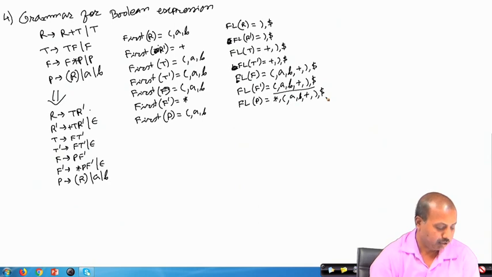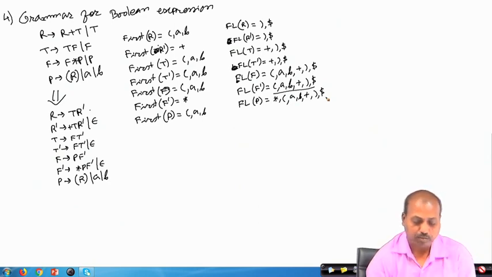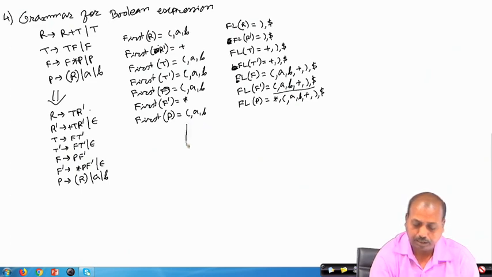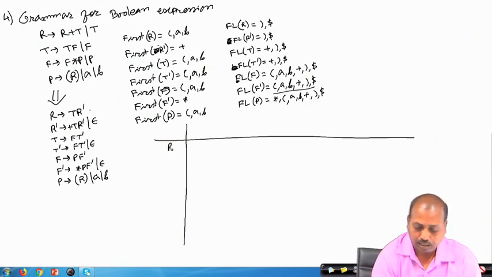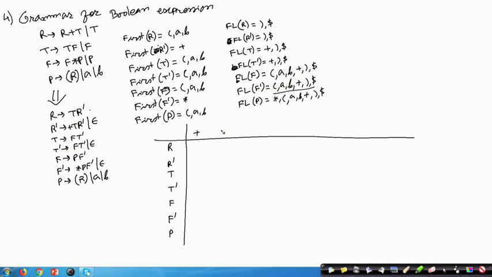Now, we have got this set of rules. We can try to make the corresponding table. I have got R, R dash, T, T dash, F, F dash and P, and I have got the symbols here: plus, star, open parenthesis, close parenthesis, then A, B and dollar.